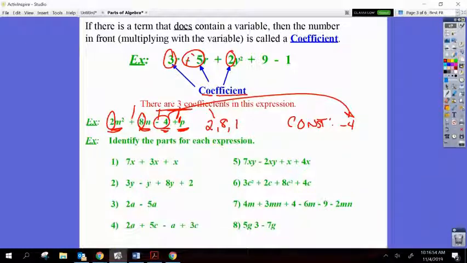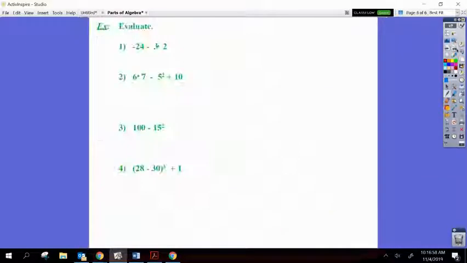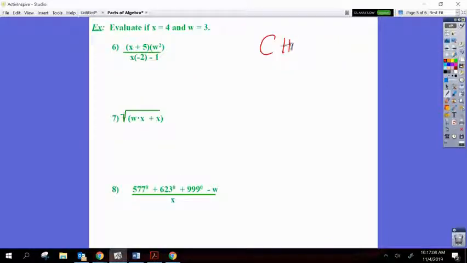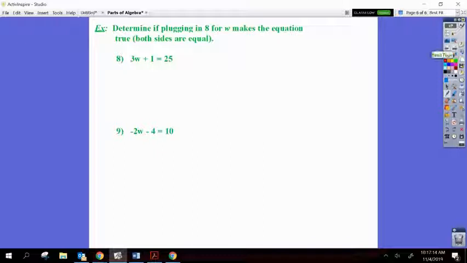For these, please identify the parts. And then you can do the same for this one. Do the work on this one. You're only responsible for choosing 2. Show your work. For this one, again, choose 2. Show your work. And then this last one, we want to see if I plugged in 8 right here, would we have a true equation?